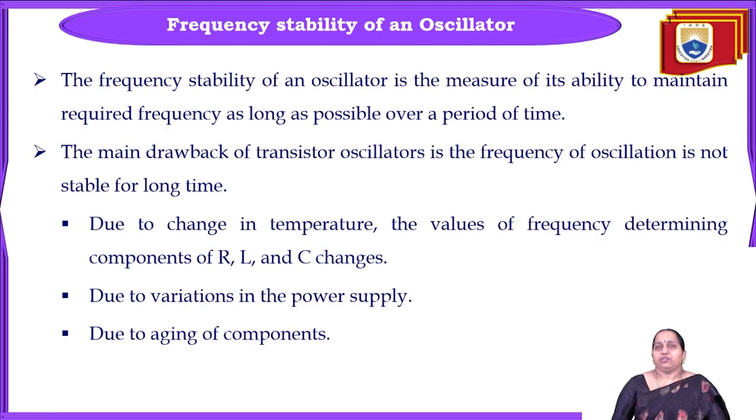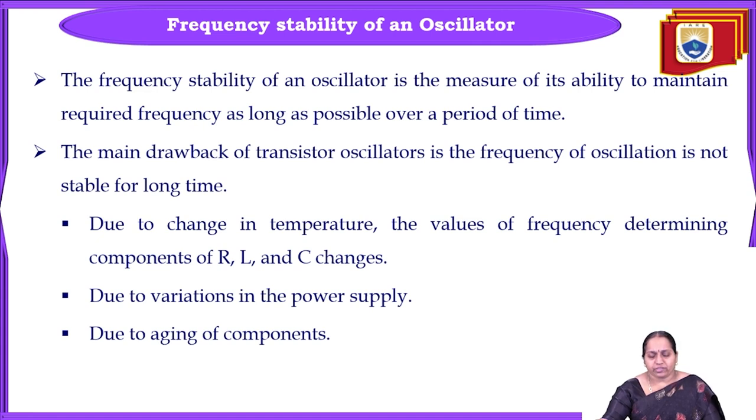Okay. So next, we'll see frequency stability of an oscillator. The frequency stability of an oscillator is a measure of its ability to maintain required frequency as long as possible over a period of time. That is, frequency stability is nothing but the ability of an oscillator to maintain constant frequency over a long period of time. That is what we want an oscillator to do. It should maintain oscillations with constant frequency. So the main drawback of transistor oscillators is that the frequency of oscillations is not stable for a long time. Okay. So, transistor oscillators are not that stable for a long time.